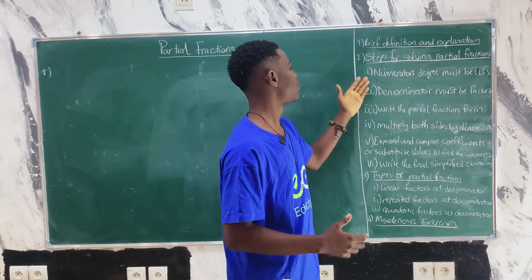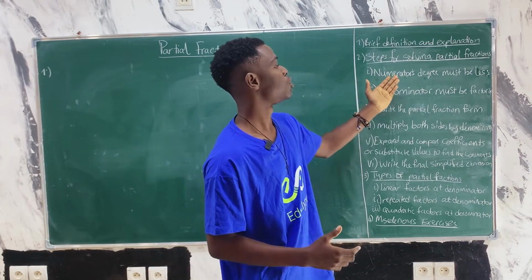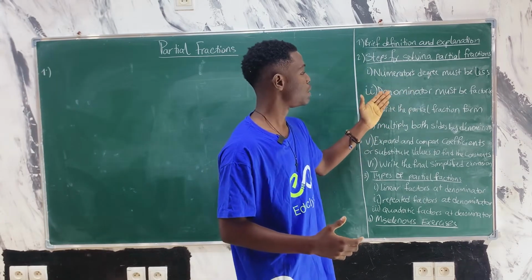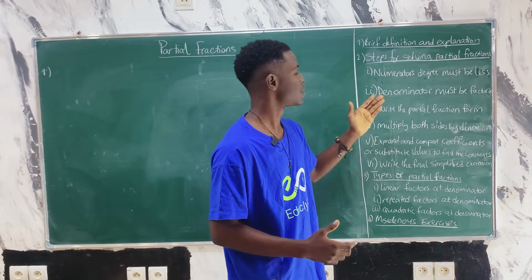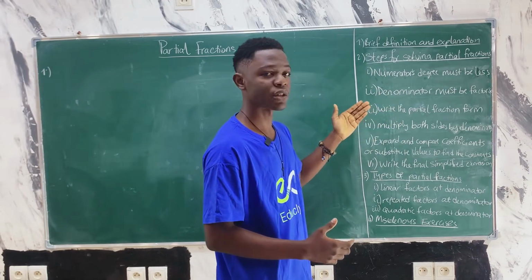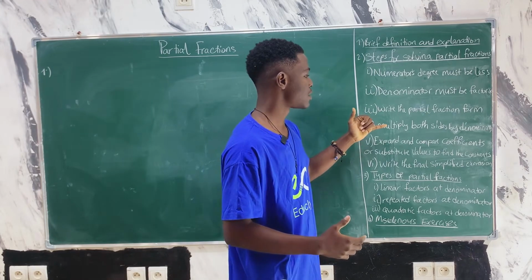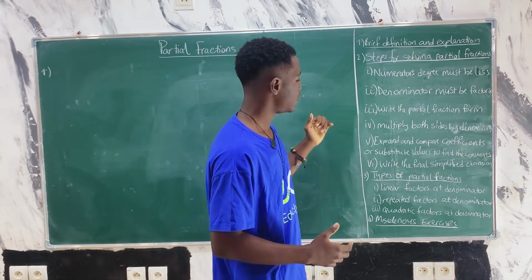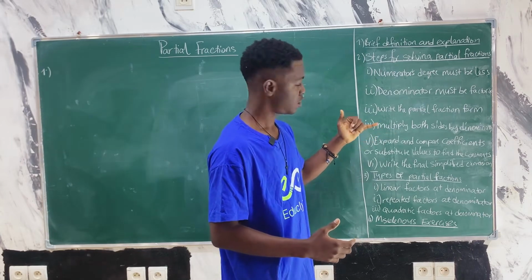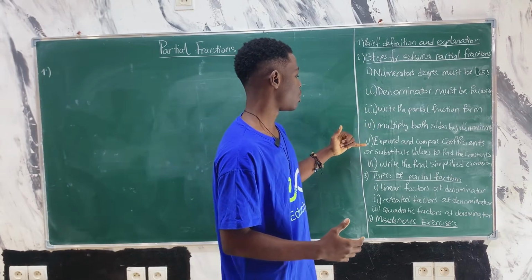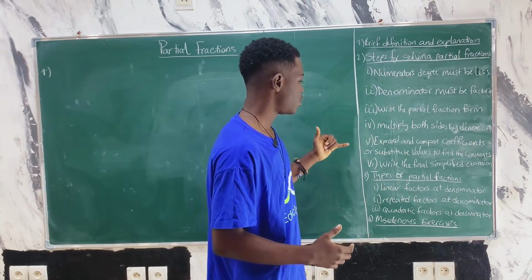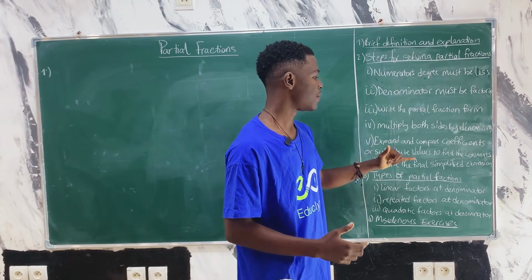So the first step, we have the numerator degree. The numerator's degree must be less. The second step, the denominators must be factorized. Then we should write the equation in partial fraction form. Then we multiply both sides by the denominator. Then we expand and compare the coefficients, or we substitute values to find the constants. Then we write the final simplified expression.